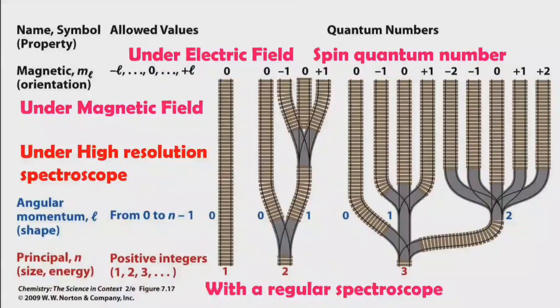Remember, with a regular spectroscope we can observe the principal quantum number. Under a high resolution spectroscope we will observe the angular momentum quantum number. Under a magnetic field we can observe the magnetic quantum number. Under an electric field we can observe the spin quantum number.